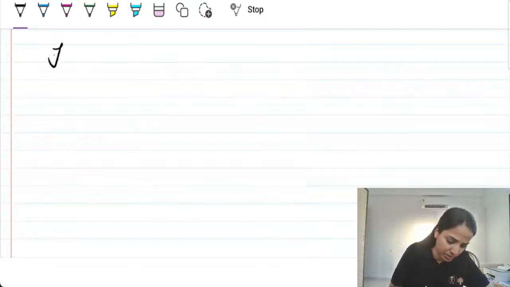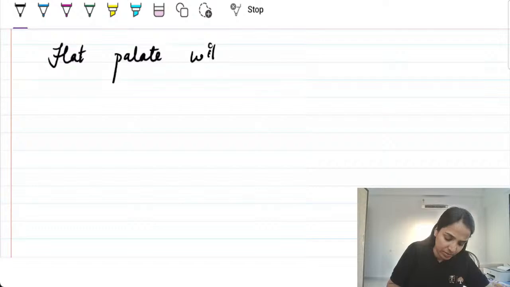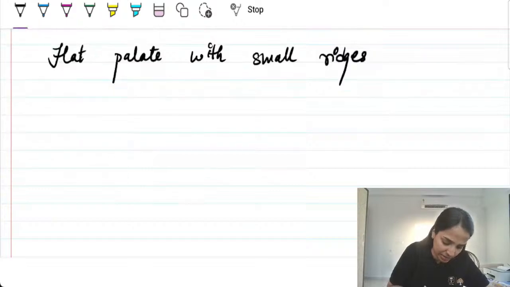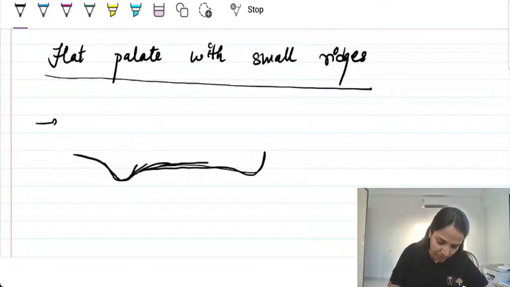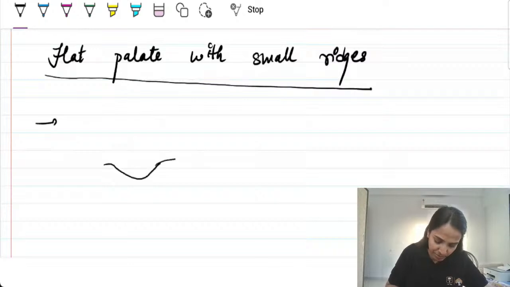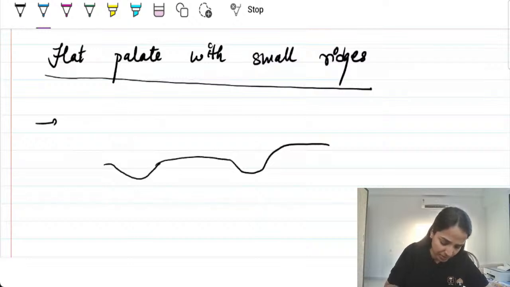Now, another is flat palate with small ridges, or where there is an accelerated resorption, right? Again, this particular situation would look somewhat like this. A very flat palate, something like this, right? Let me draw that again for you. Just making it slightly prominent so that it is evident to you. This would be how the palate arrangements would be over here.